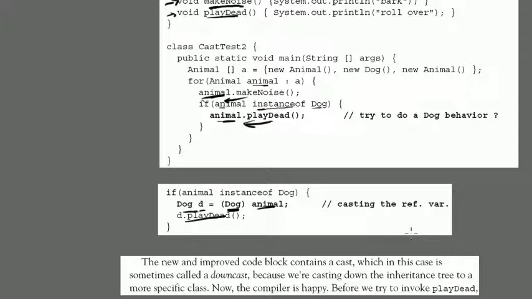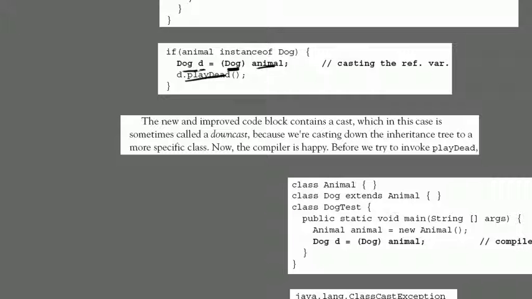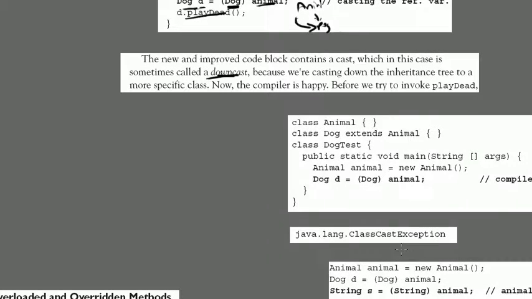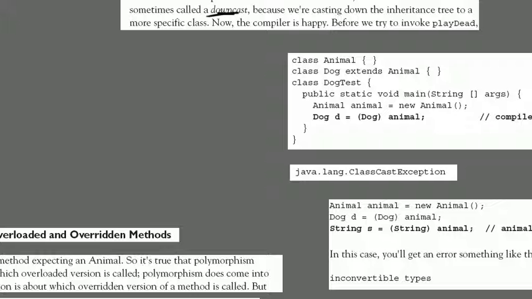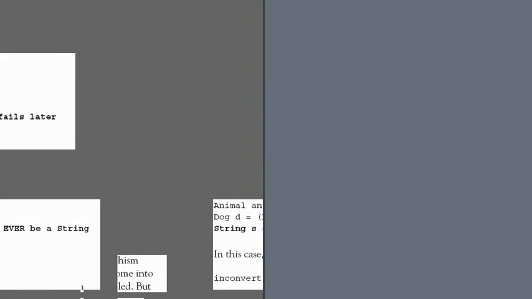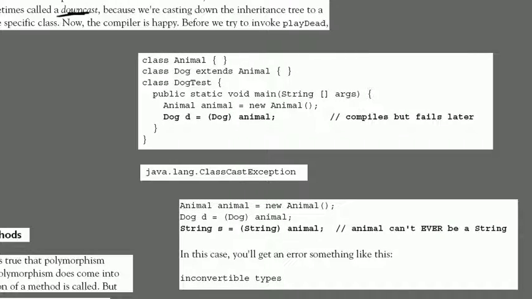This is called downcasting, because what you're doing here is, this is of type animal initially, and you're bringing it down the hierarchy, and that's why it's called casting down, or downcast. You can only do downcast on related classes.